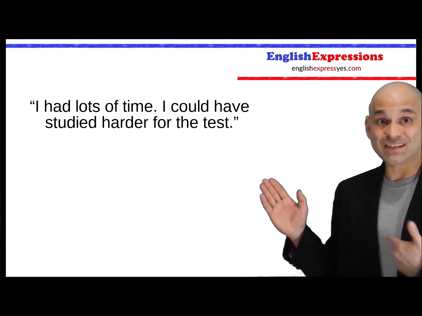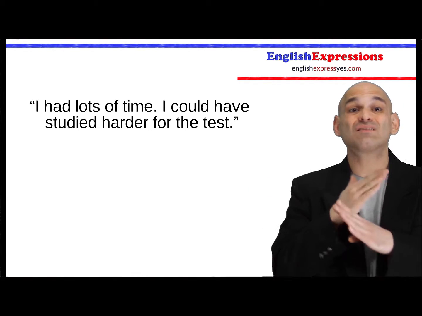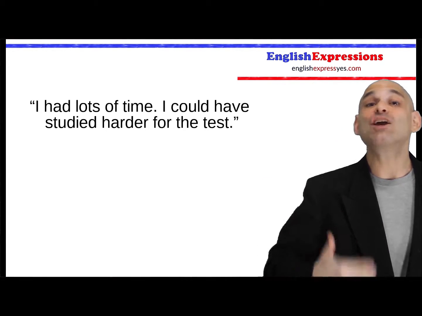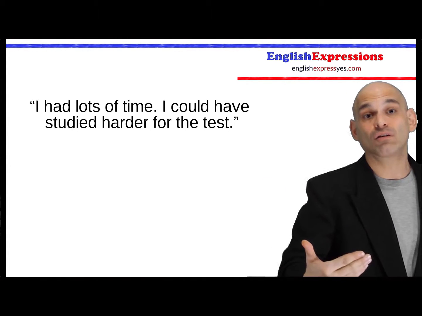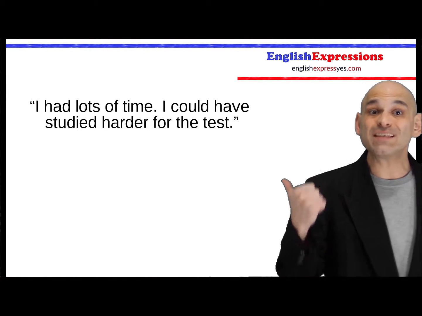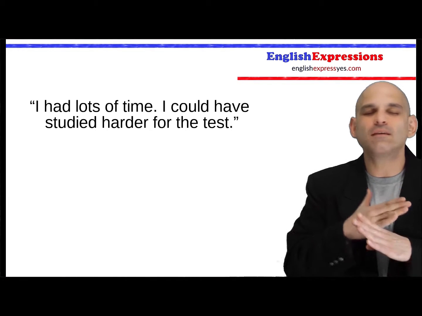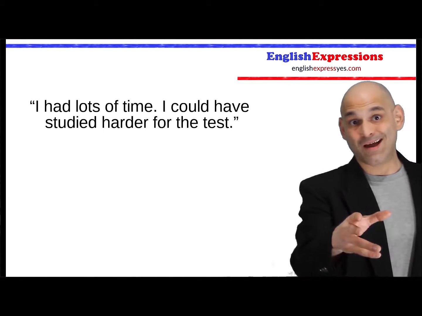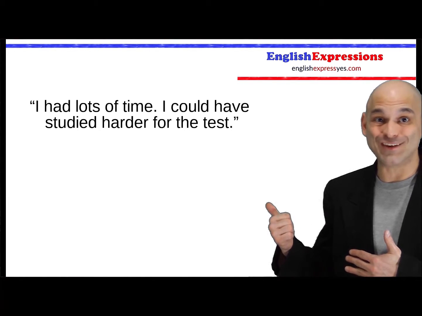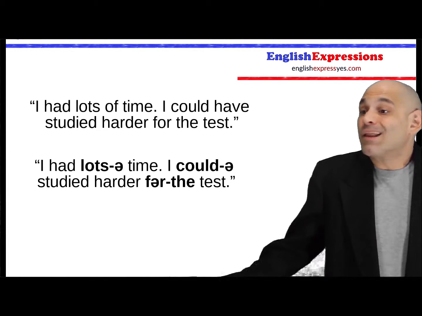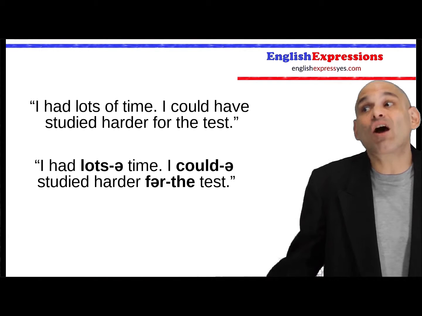Okay, so in this example, this person did not do well on the test. Okay, and they said, I could have studied harder for the test. So this means that it was possible to study more, but they did not do it. Now, a native English speaker wouldn't say this. A native English speaker would say, I had lots of time. I coulda studied harder for the test.